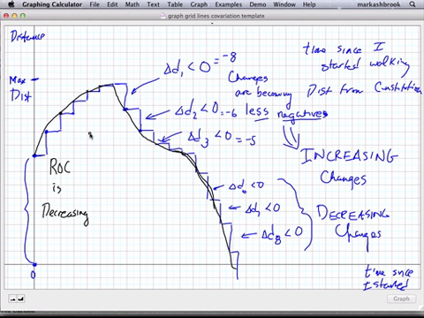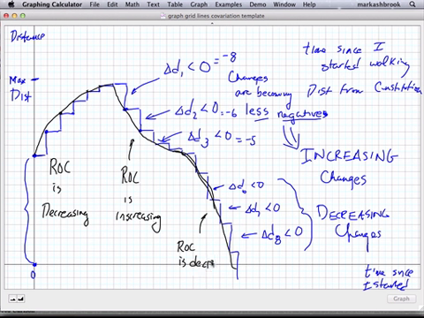Okay? Now here, our changes, we're doing what? Yeah, so the change is increasing or decreasing? We want to see those as increasing changes because they're becoming less negative. So the rate of change is? Increasing. And then finally, the changes here are negative and becoming more negative. So the rate of change is decreasing again.